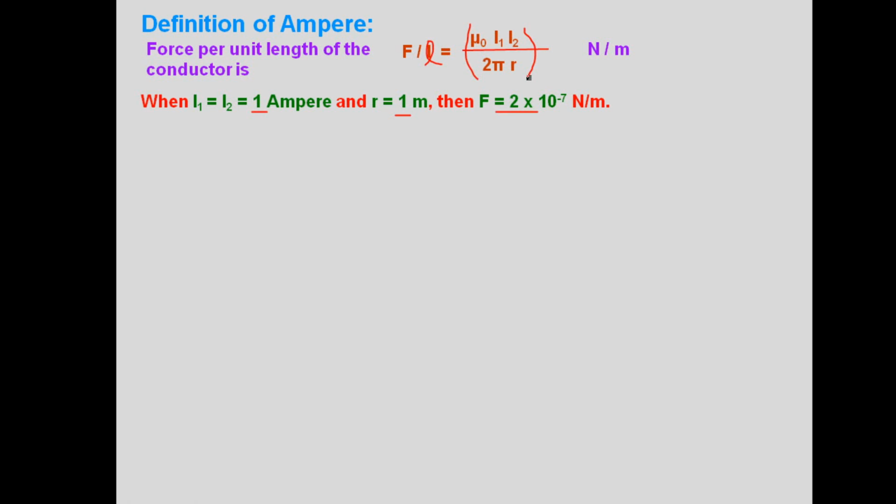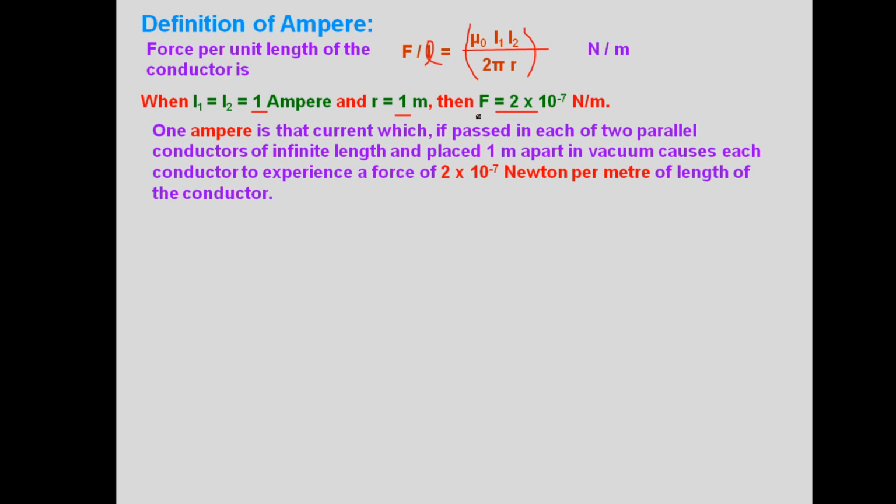Hence we can define 1 ampere of current as follows: 1 ampere is the current which, when flowing between two parallel conductors separated by unit distance, can exert a force of 2 into 10 to the power minus 7 Newton per meter between them. So 1 ampere is that current which, if passed in each of the two parallel conductors of infinite length and placed 1 meter apart in vacuum, this is important, causes each conductor to experience a force of 2 into 10 to the power minus 7 Newton per meter of length of the conductor.